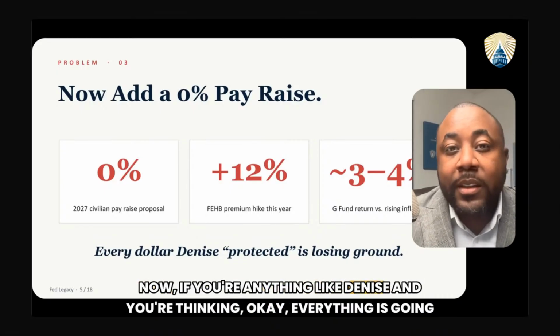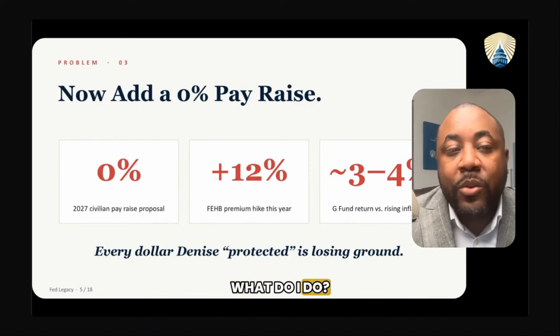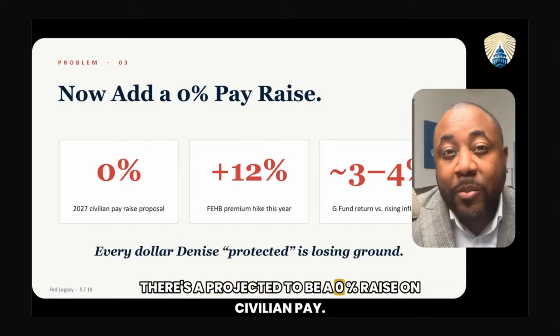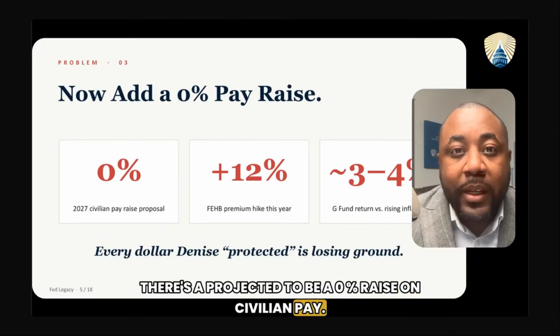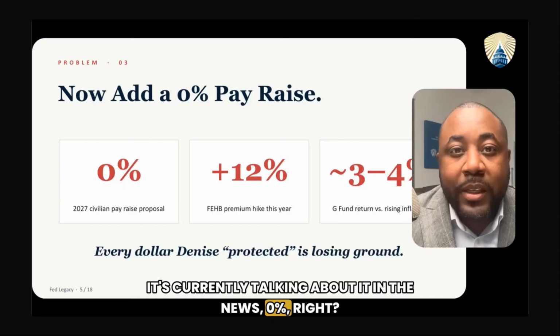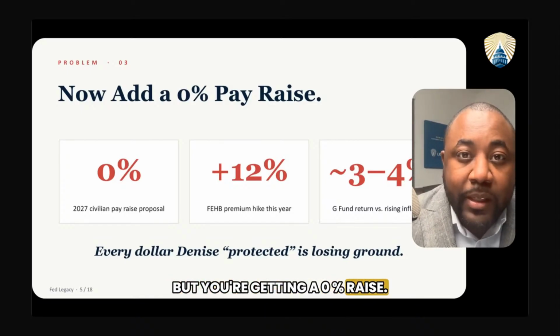If you're anything like Denise and you're thinking, everything is going crazy with the markets, what do I do? Here are the things that are working against you. There's a projected 0% raise on civilian pay. That's a proposal that's out right now, that's currently being talked about in the news, 0%, right? So inflation has been going up, but you're getting a 0% raise.